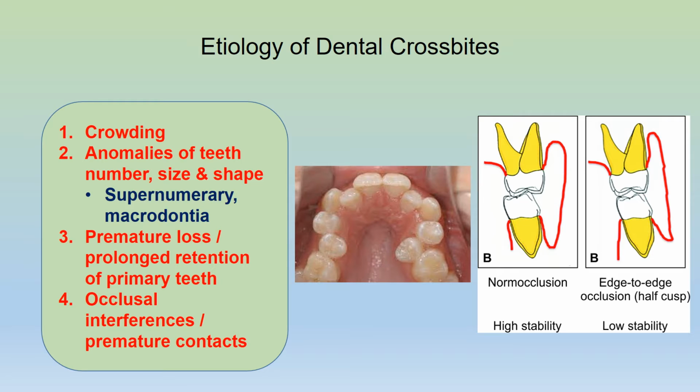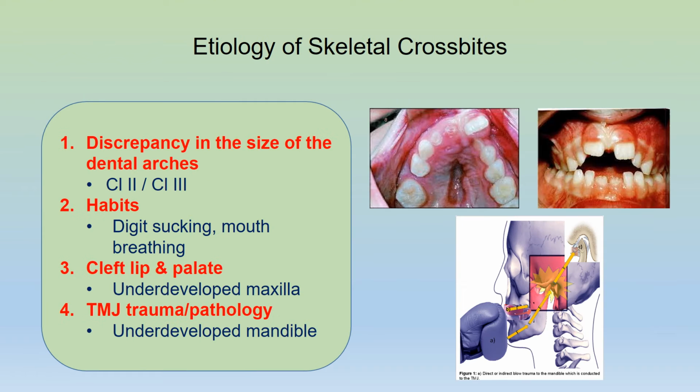Now if we look at the premature contact as in this diagram, this edge to edge or cusp to cusp relationship is not a harmonious relationship, so therefore the mandible will shift to get into a position of maximum intercuspation, giving rise to a crossbite.